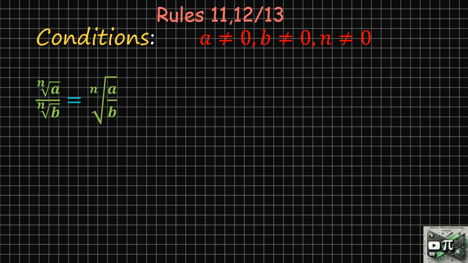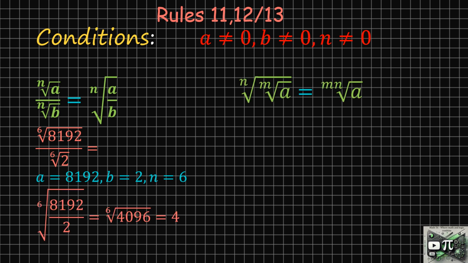So now if I take the nth root of a over the nth root of b, I can get the nth root of a over b. So to understand this, I'll just give you a value. For example, if I take the sixth root of 8192 over the sixth root of 2, if I do this with regular arithmetic, this is not going to work. So if I use the formula above, I can get the sixth root of 8192 over 2, which is the sixth root of 4096, which is 4.